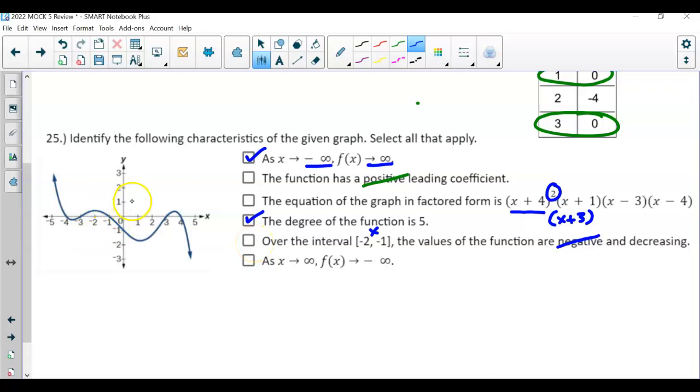Then end behavior for the last statement, as x approaches positive infinity, so as we're going to the right, what direction is the right side approaching? Well, it's going down to negative infinity. So this last statement is also true.